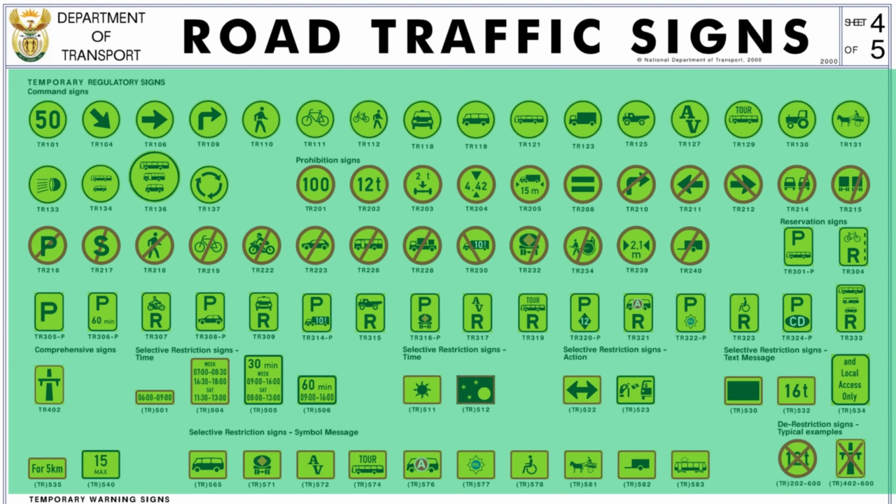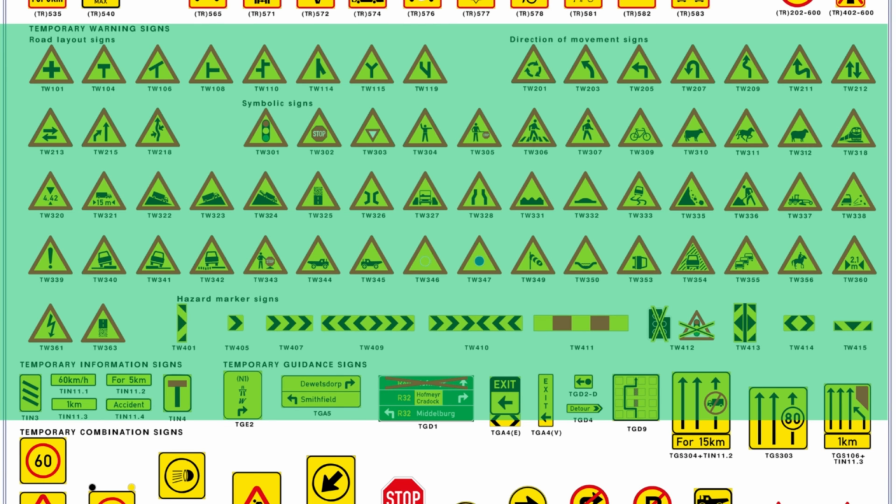Temporary regulatory signs are road signs that are used to indicate temporary changes to the rules of the road. They are typically orange with black text or symbols, and they are used on highways and other major roads. Temporary warning signs are road signs that are used to warn drivers of temporary hazards ahead. They are typically yellow with black text or symbols, and they are used on highways and other major roads.